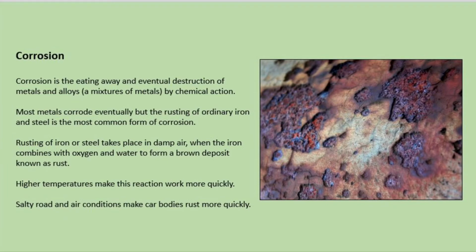Corrosion. Corrosion is the eating away and eventual destruction of metals and alloys by chemical reaction. Most metals corrode eventually, but the rusting of ordinary iron and steel is the most common form of corrosion. Rusting of iron or steel takes place in damp air, when the iron combines with oxygen and water to form a brown deposit known as rust. High temperatures make this reaction work more quickly. Salty road and air conditions make car bodies rust more quickly.